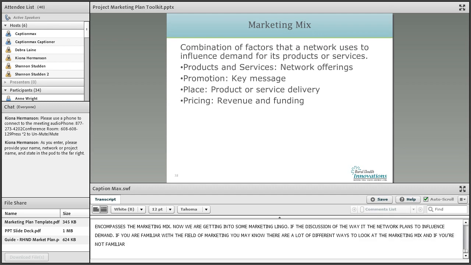The next part of the marketing plan encompasses the marketing mix. Now we're getting into some marketing lingo here, so a marketing mix is a description of the way that the network plans to influence demand for its products or services.